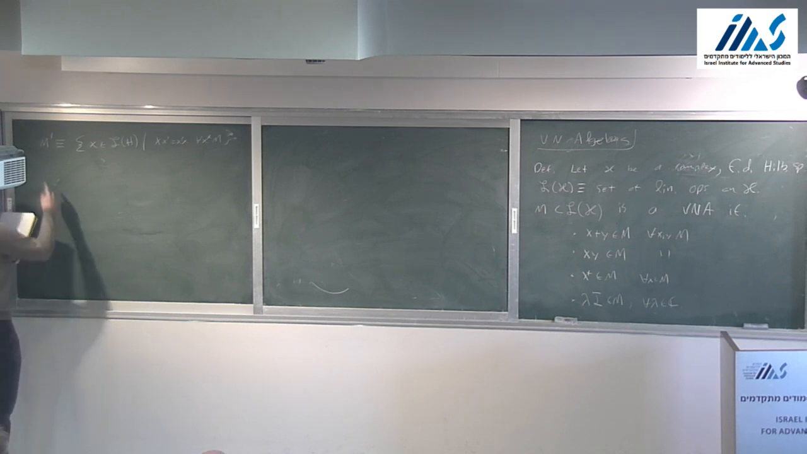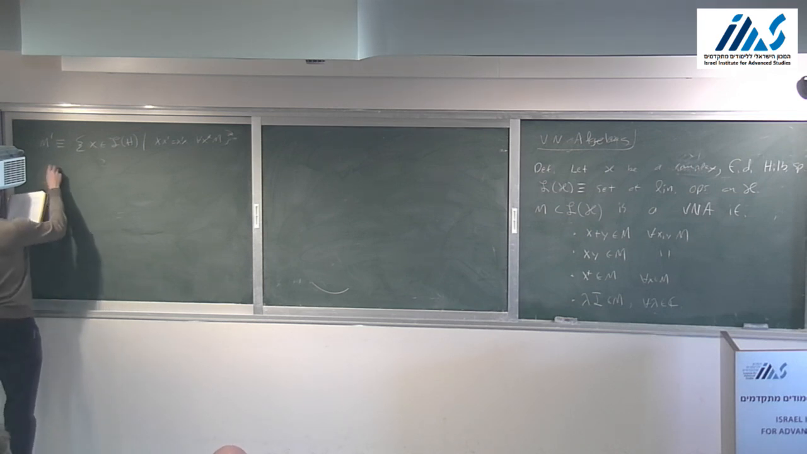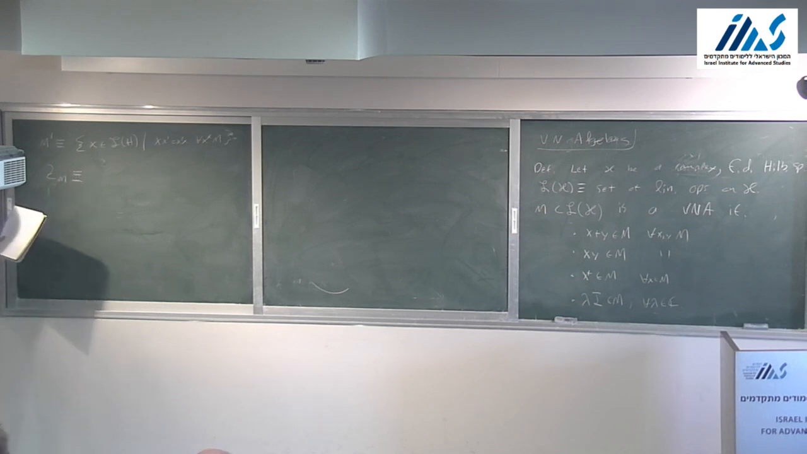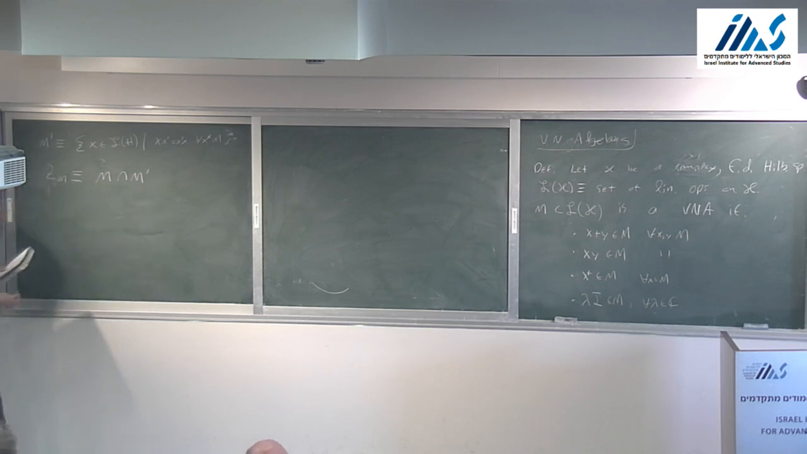Okay. So that's one, and you can check, easy homework problem, that this is also a von Neumann algebra. And then the other one is the center, which is written Z of M, which is just the intersection of M and M prime. So it's the set of everything which is in the algebra and commutes with everything in the algebra. Okay, that's how the center is always defined.